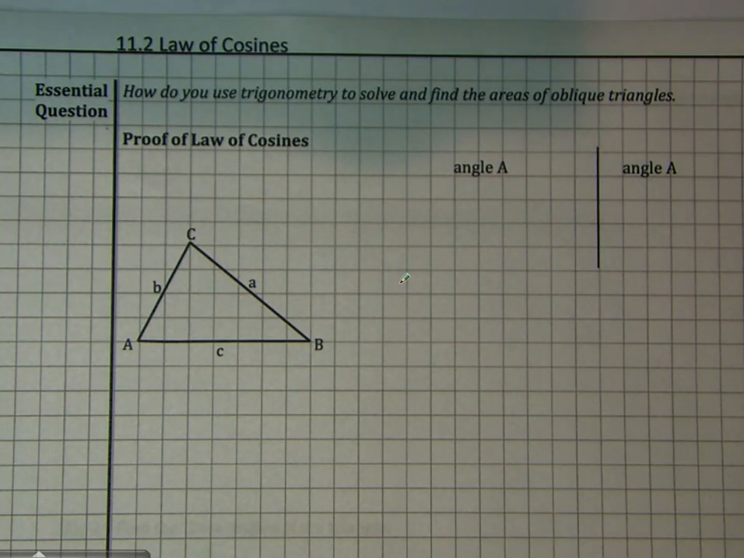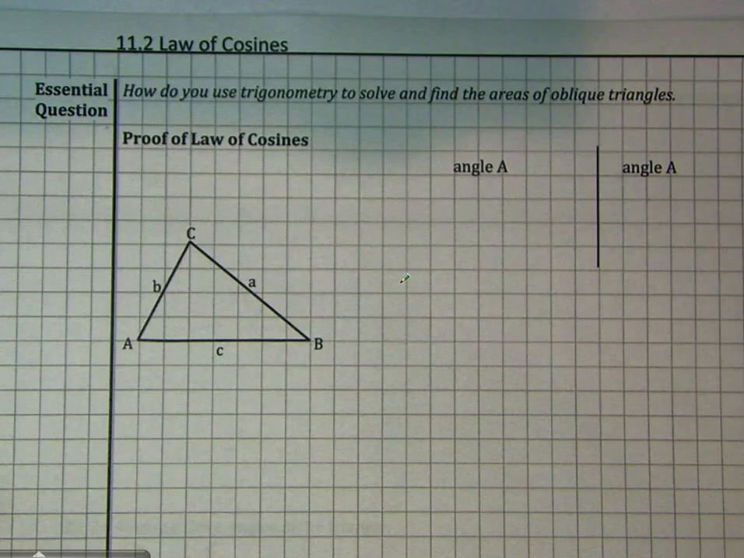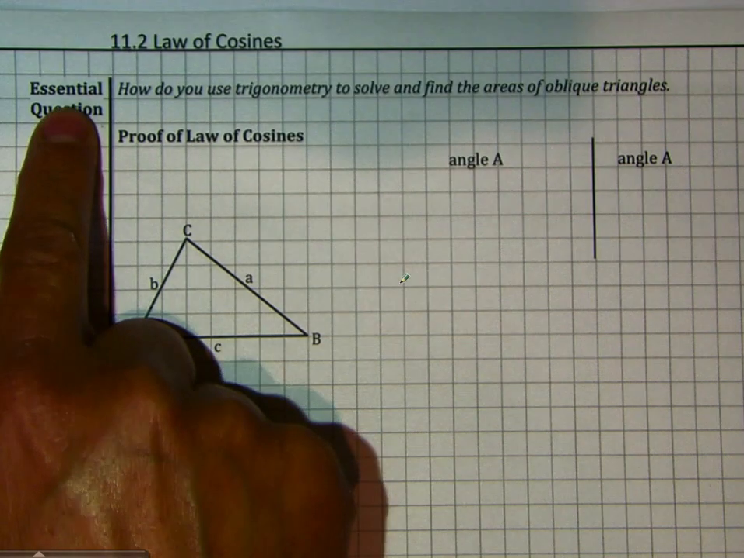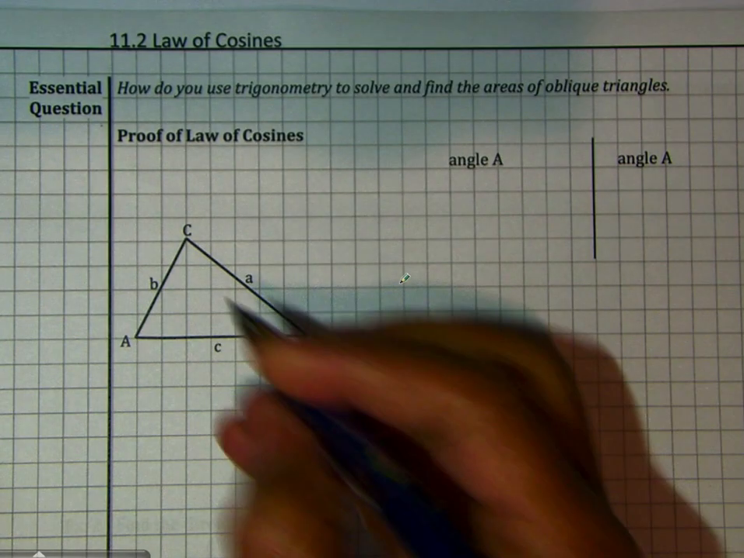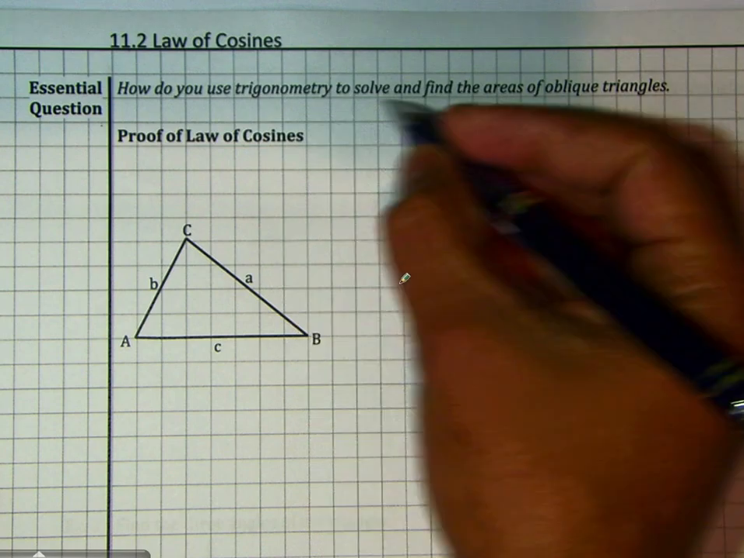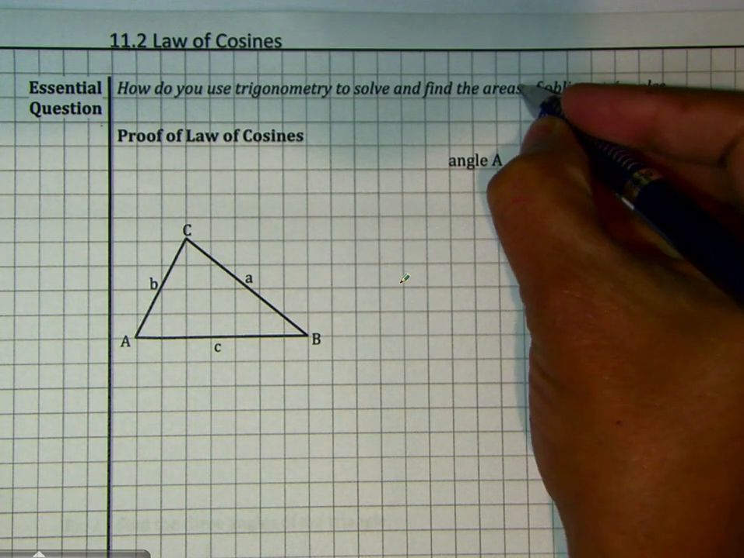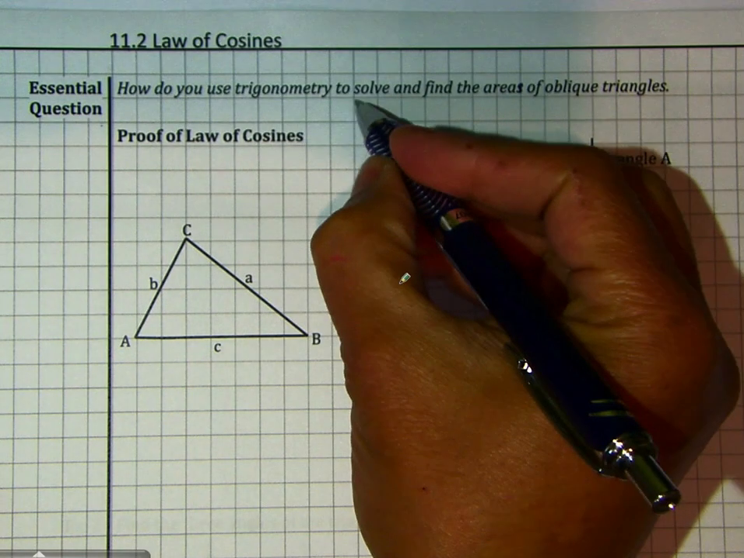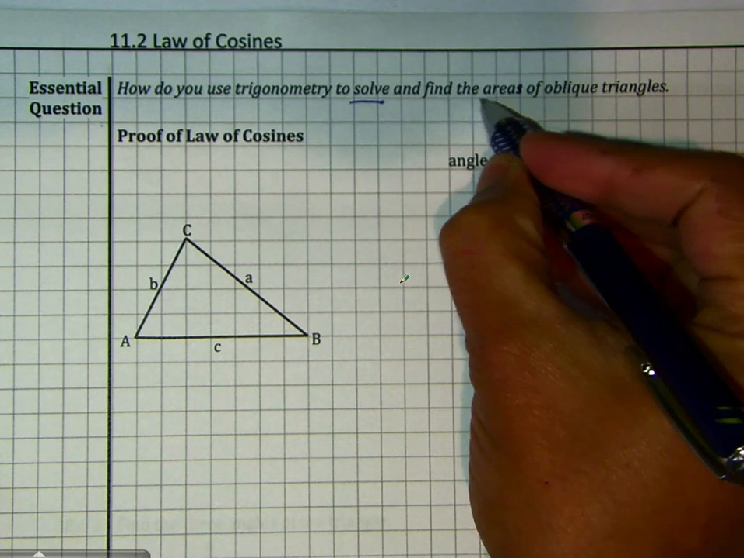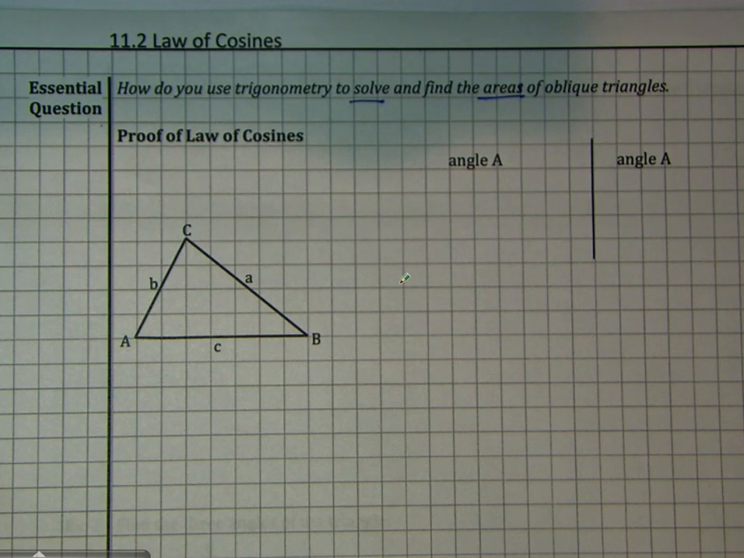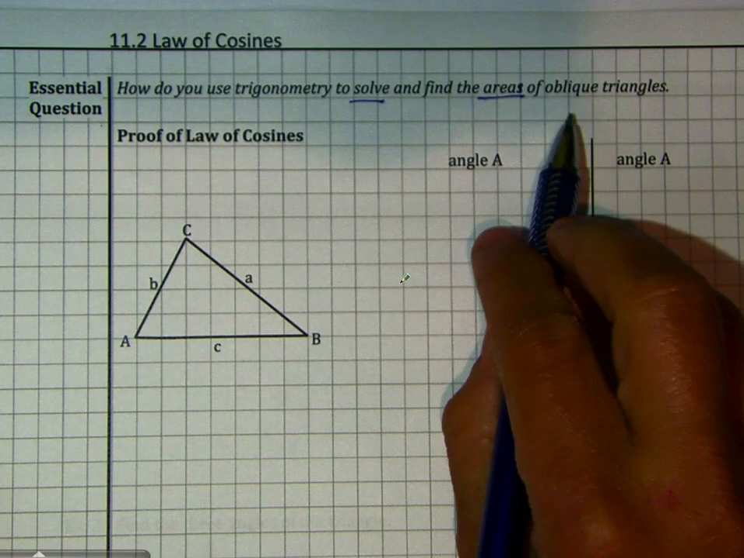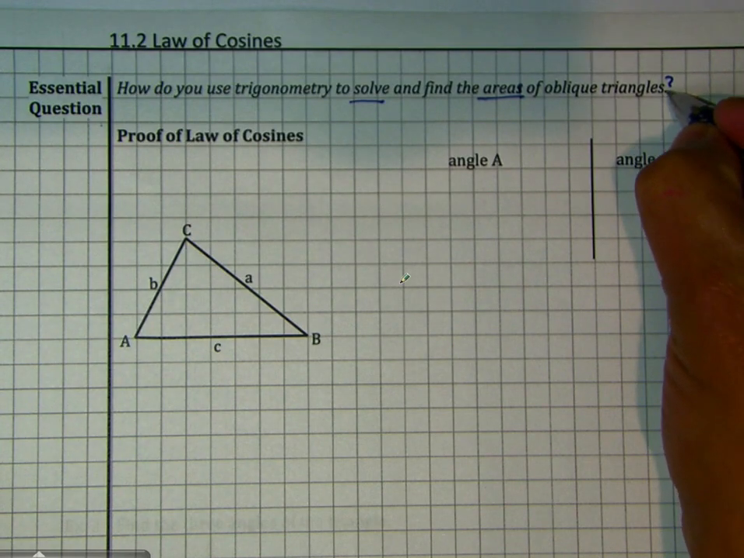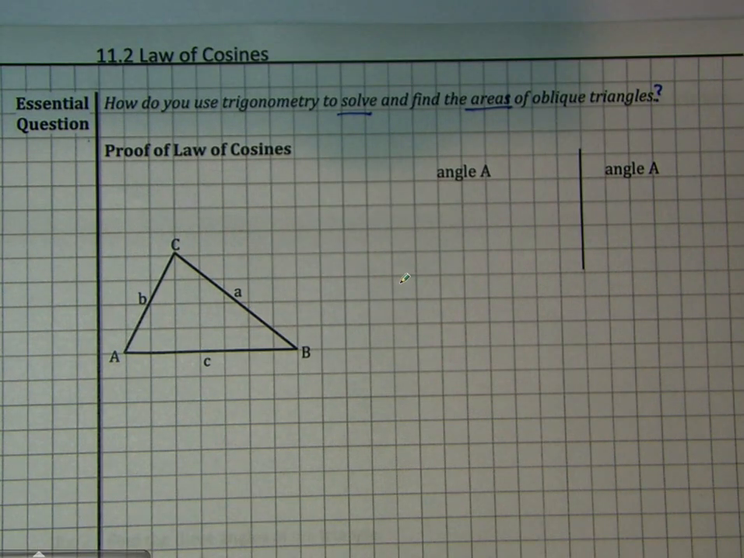Today we are going to cover section 11.2, Law of Cosines. So be sure to write down your essential question. How do you use trigonometry to solve and find areas of oblique triangles? So we are going to solve triangles and we're also going to find the area of oblique triangles. Now remember, an oblique triangle is a triangle that is not a right triangle.